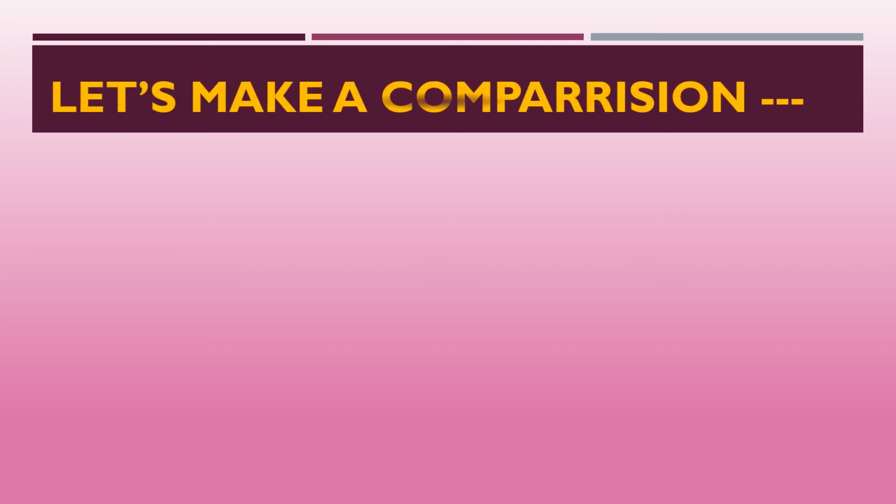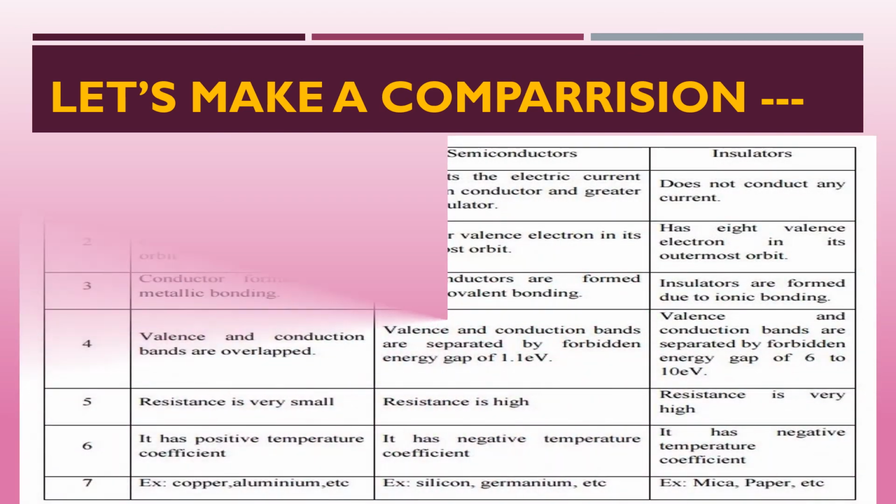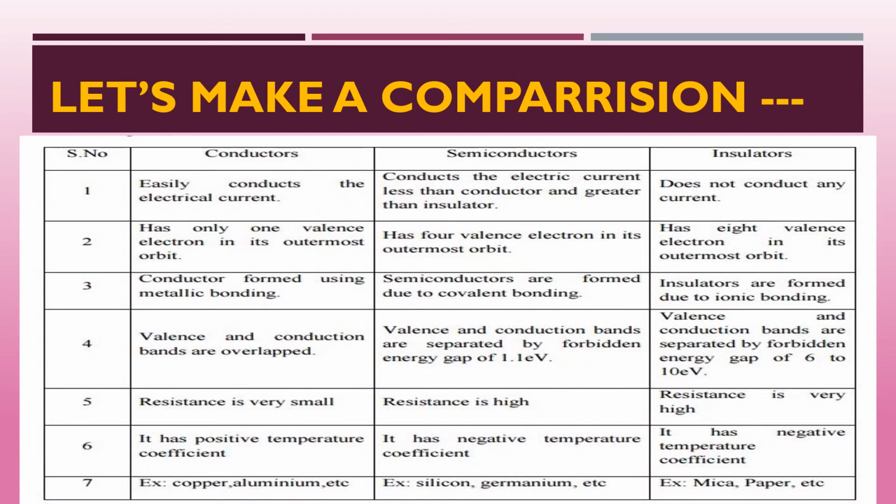Now, here is a comparison among the three states of solid matter on the basis of their electrical conductivity. Conductors are those materials which can easily conduct the electric current. They have only one valence electron in their outermost orbit, and they are formed using metallic bonding. Valence and conduction bands are overlapped. Their resistance is very small, and they have a positive temperature coefficient. Some of the commonly known conductors are copper, aluminum, gold, etc.